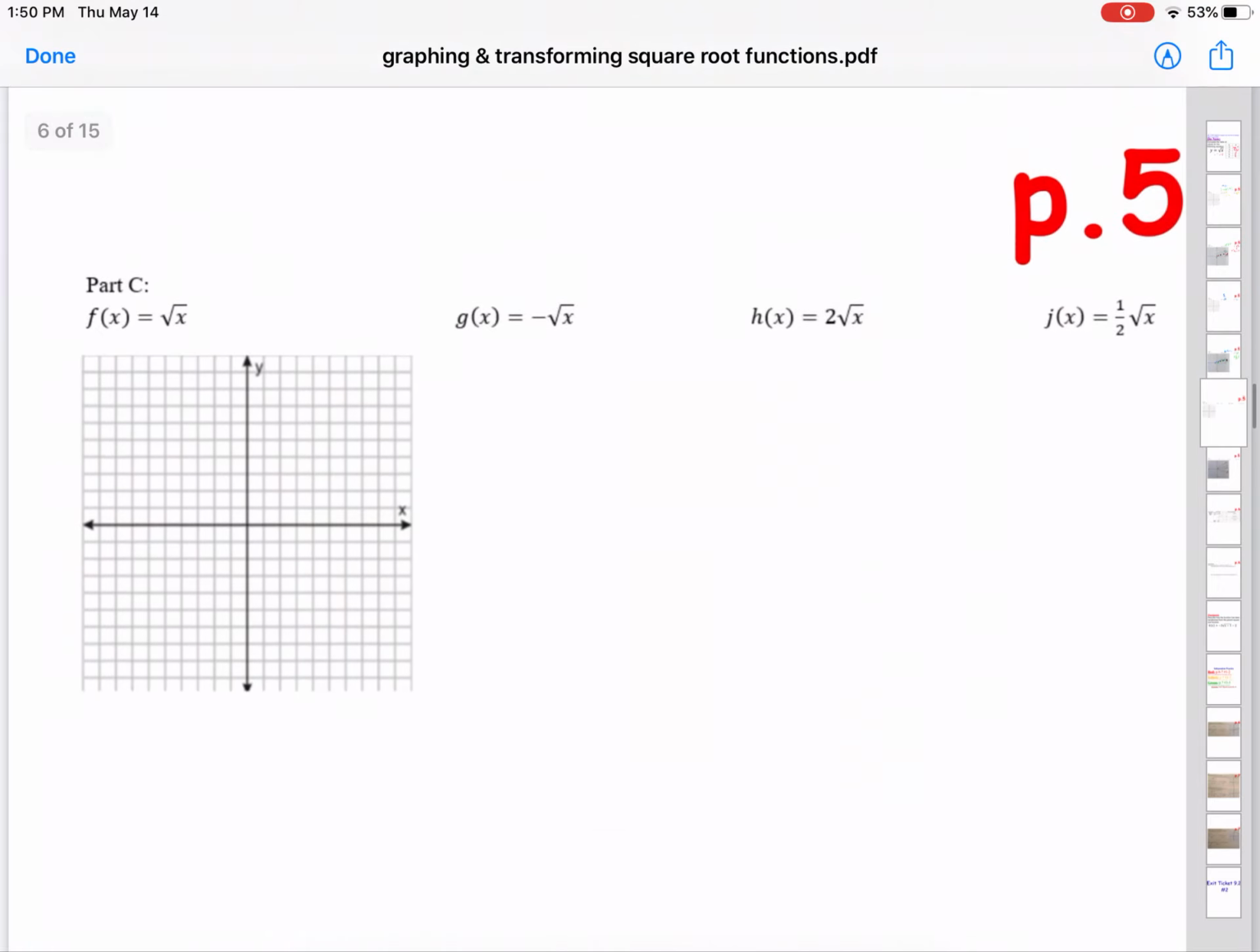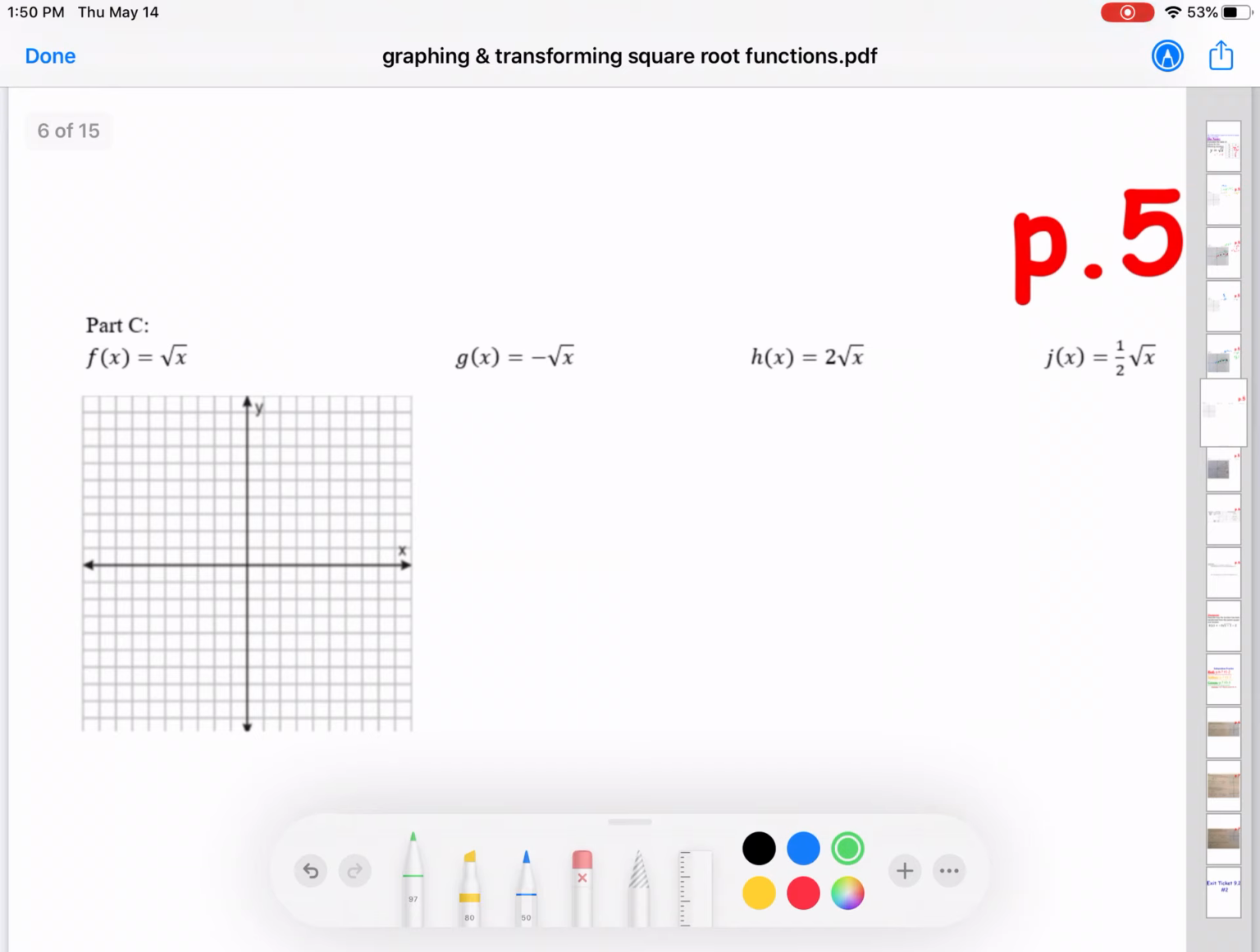And finally, looking at our last activity here, activity C, this is when we are changing our A value, which is our number out front. So let's see what happens if we put a negative sign, a 2, or a 1/2 as our A value.